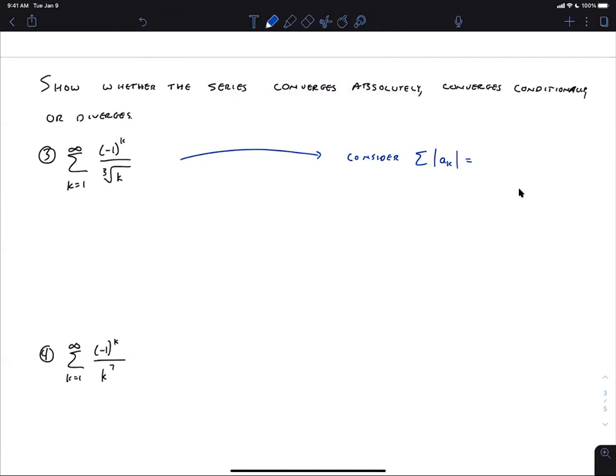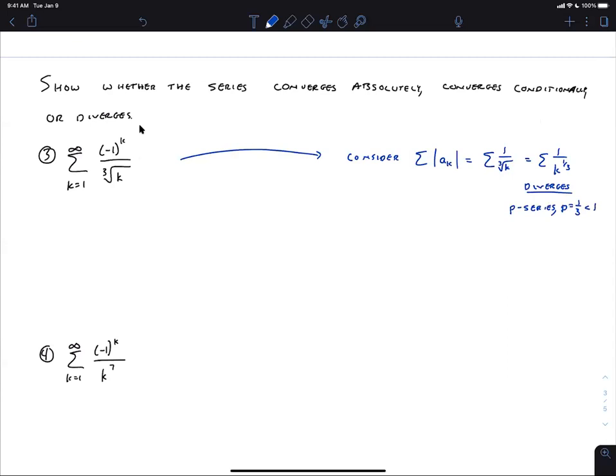And then that's going to be 1 over the cube root of k, which is the same thing as 1 over k to the 1/3 power. That diverges because it's a p-series where p is 1/3, which is less than 1. That tells us that the original series does not converge absolutely, but it could converge conditionally or it could diverge.